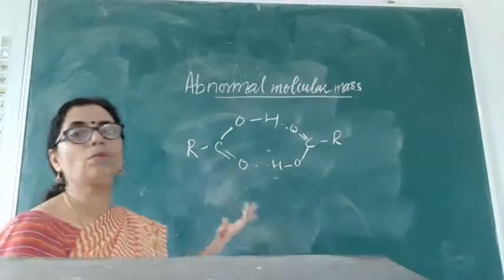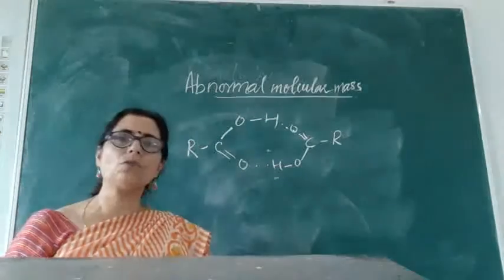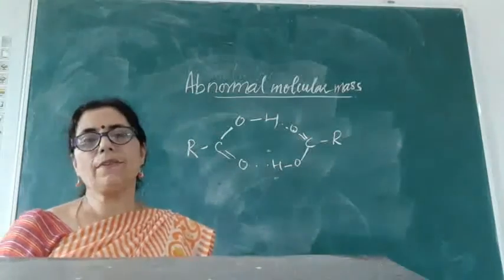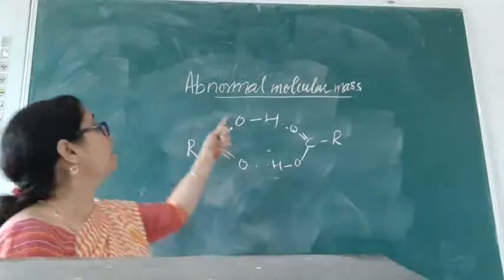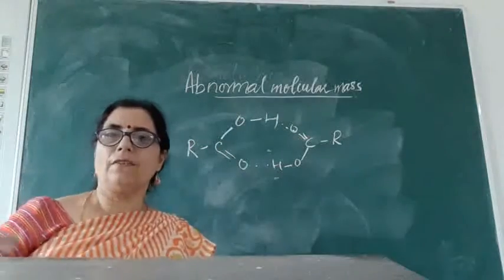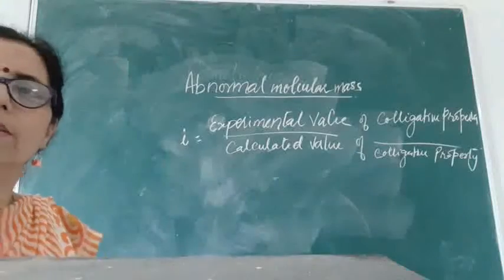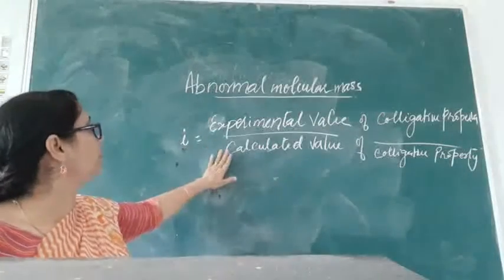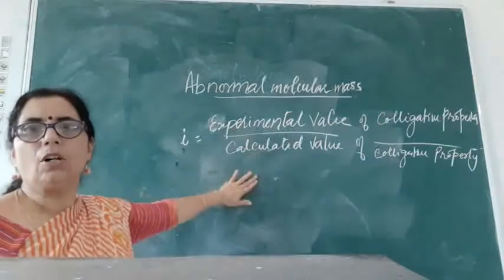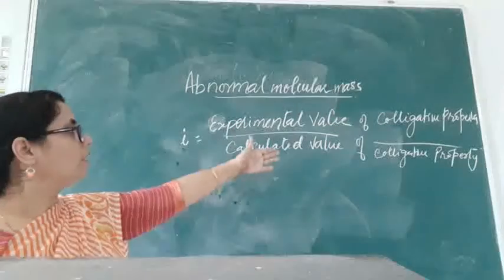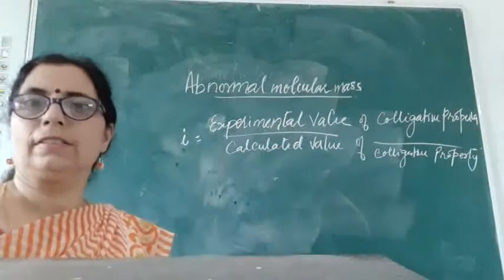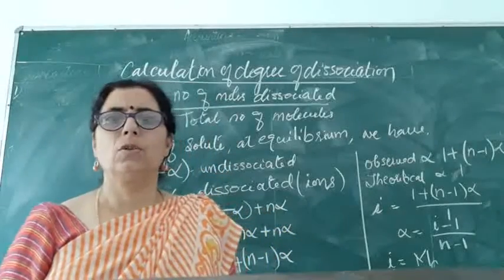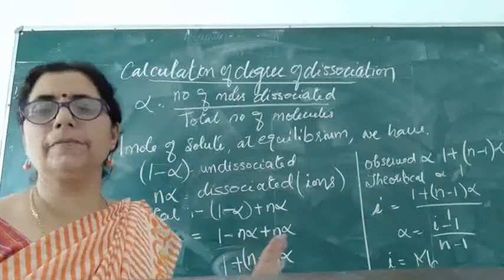So in this way, the concept of association and dissociation plays an important role in finding the abnormal molecular mass of the solution while understanding the osmotic pressure. So this is the expression. i is for the Van't Hoff factor. This can be calculated as the experimental value divided by the observed value of the colligative properties. Yes, children. Hope you can see this very clearly.